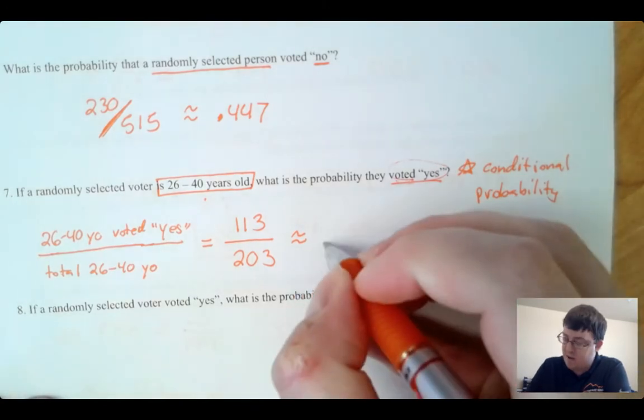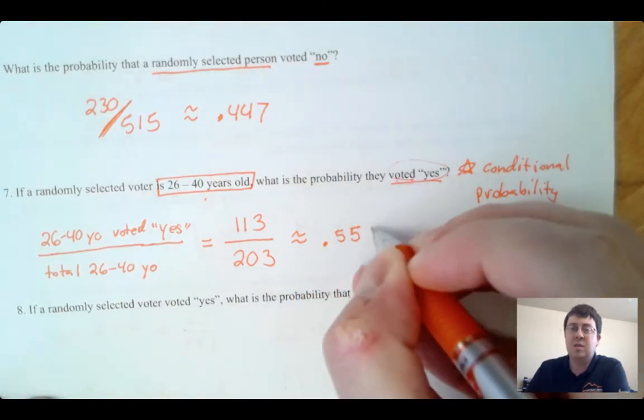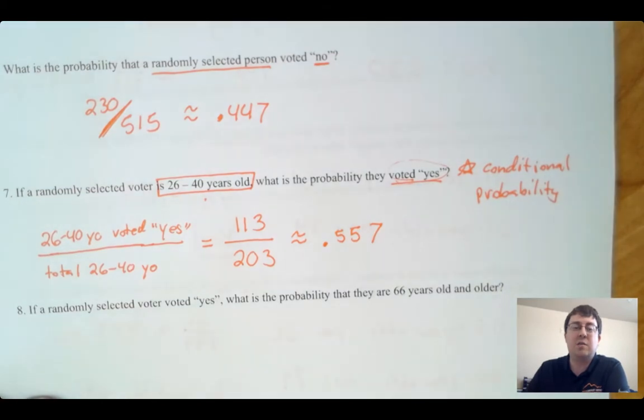about 0.557. So a majority of the 26 to 40-year-olds, not a huge majority, but the majority voted yes. It's higher than 50%.